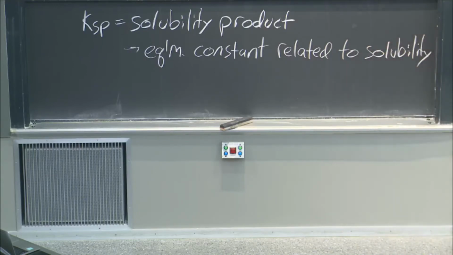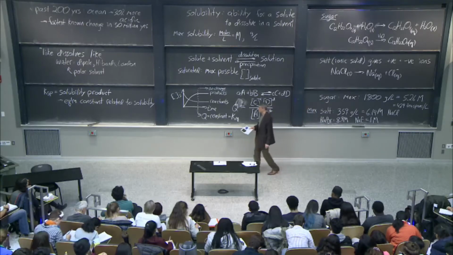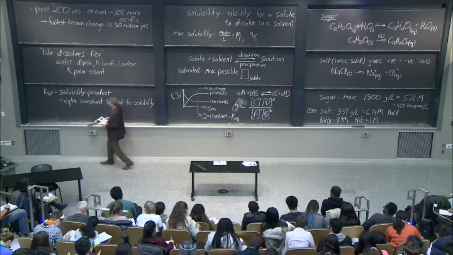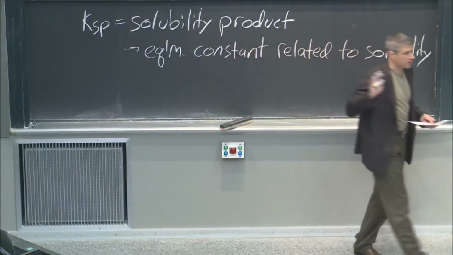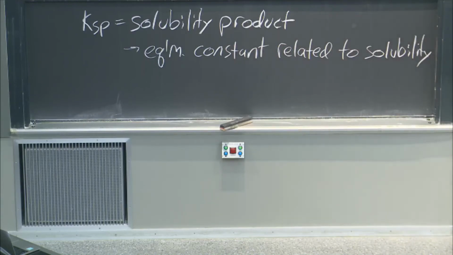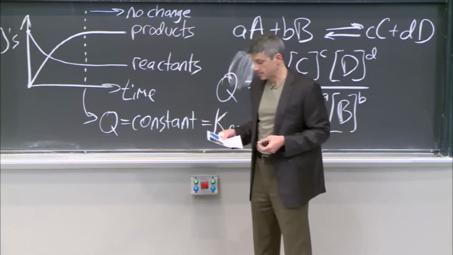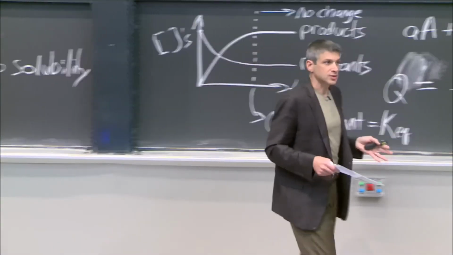It is literally the product of solubilities in equilibrium. That is literally what it means. So we're going to do some examples to see that. It's an equilibrium, so it's a constant of equilibrium, and it's called the solubility product because it's related to the equilibrium of dissolving some solute in a solvent. So now we're going to do examples with salts.